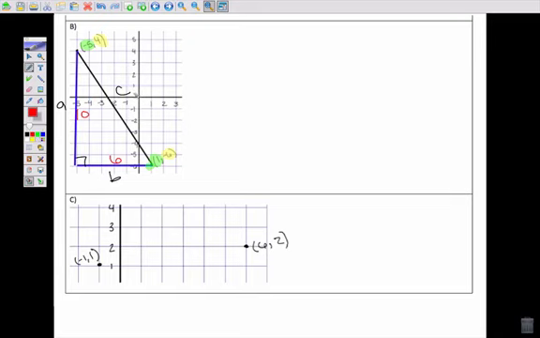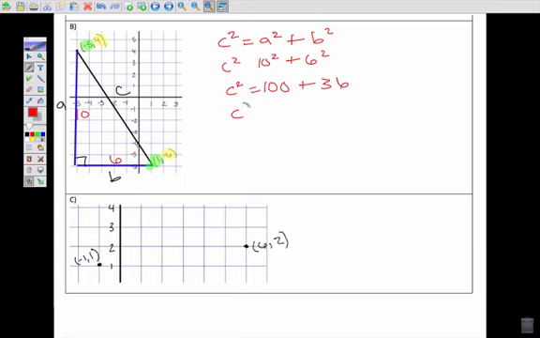Now I'm trying to find C, that shortest distance. Okay, remember, if two people were walking to each other, they'd follow that distance. So C squared is equal to A squared plus B squared. This time my A is 10, my B is 6. So A squared is 100, B squared is 36. So C squared is equal to 136.